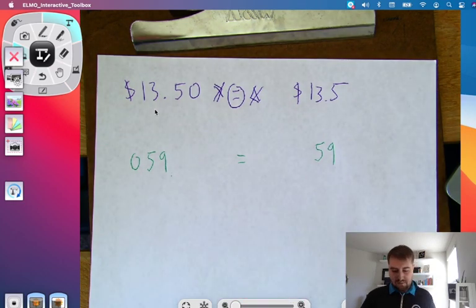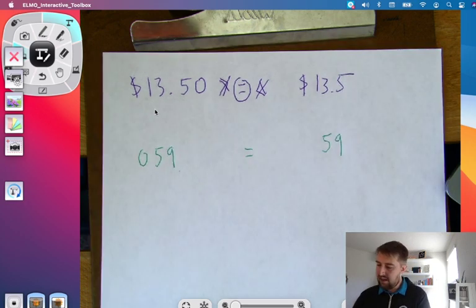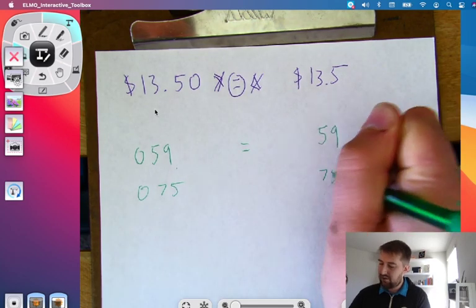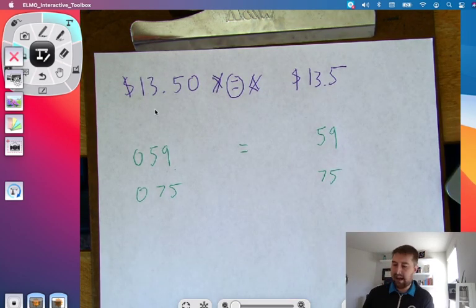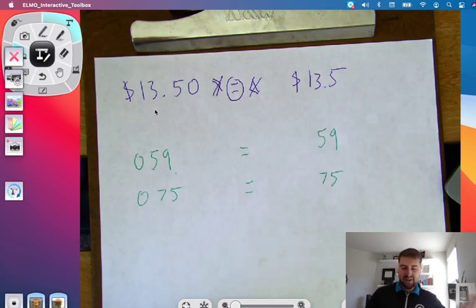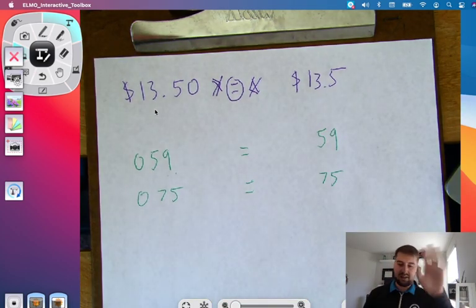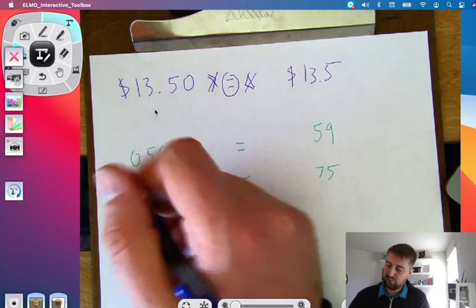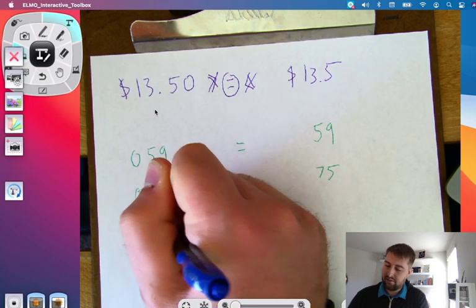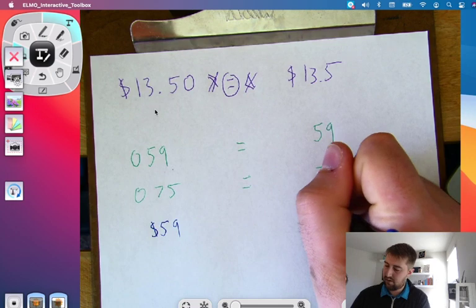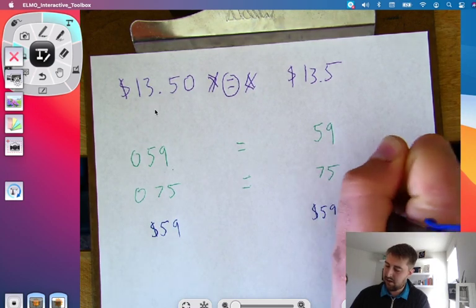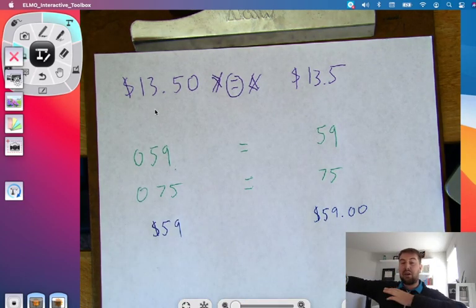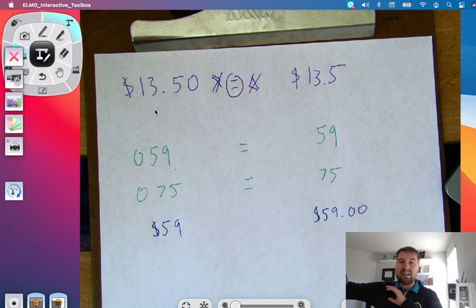Okay. What about if we did it like this? 75 or 075. They're the same thing, right? Let's talk about money for a minute, because you know I love money. We're going back to the money. Let's talk about $59 and $59.00. Now we know when we add a 0 to the far left of a number on the far left of the decimal place, we know it does not change the value.